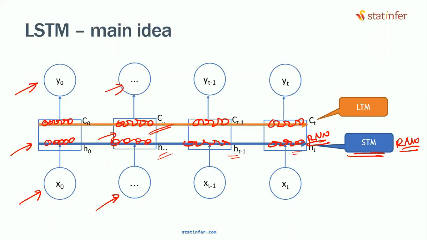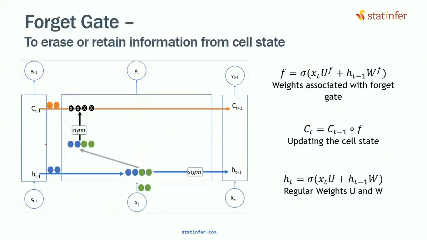But how this cell state is added, let us see. This whole thing, cell state and hidden nodes put together, is known as an LSTM cell. This is one LSTM cell, and we'll try to get an idea of what happens in it using these formulas.